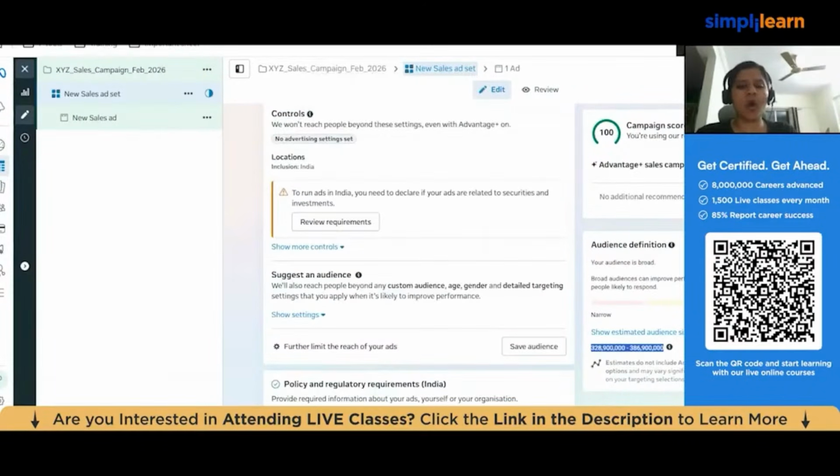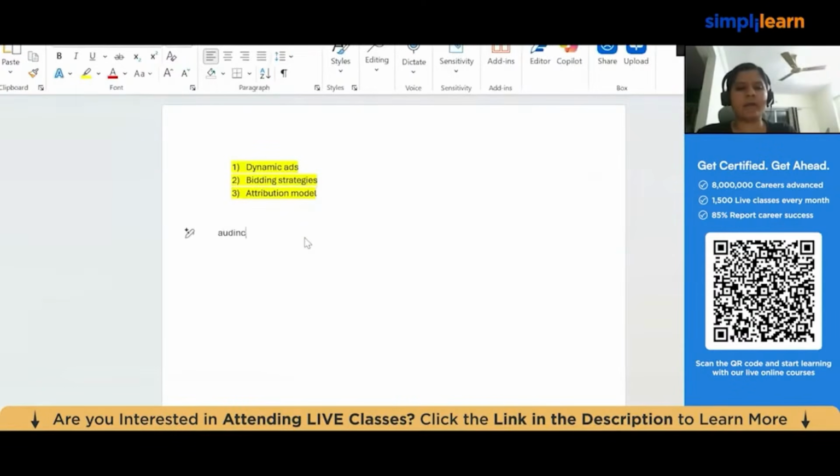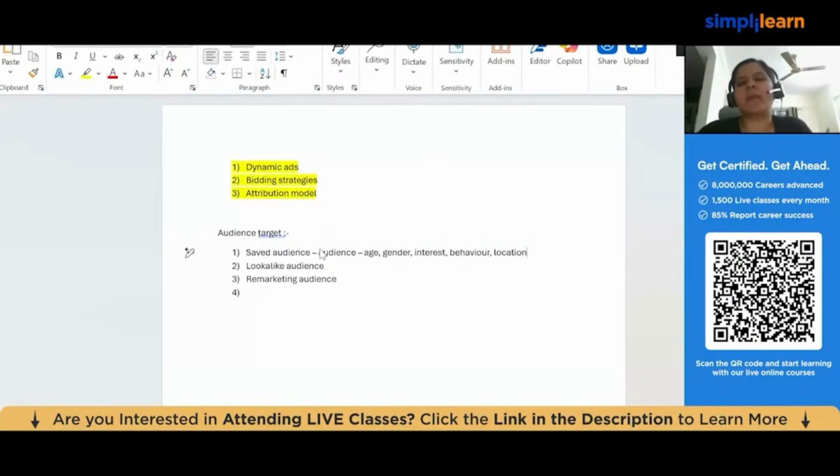Now, with respect to the audience targeting, guys, let me just give you an idea. On Meta, you have three kinds of audience targeting: saved audience, lookalike audience, and remarketing audience. Okay. Now, saved audience is where you have to create your audience from scratch. You have to create your audience starting with adding all their age, gender, interest, behavior, location. So you're creating an audience from scratch, is what I'm trying to say.